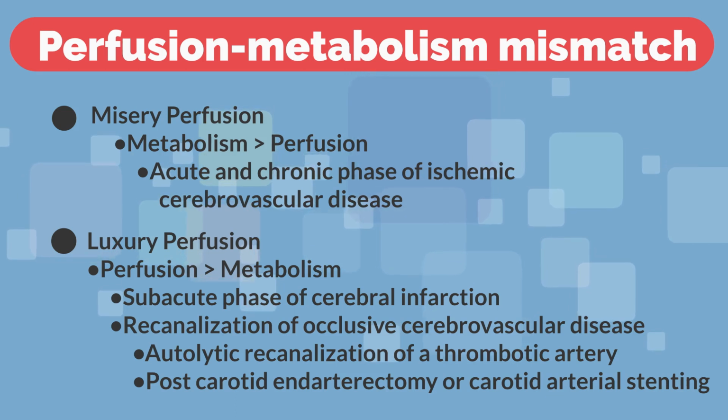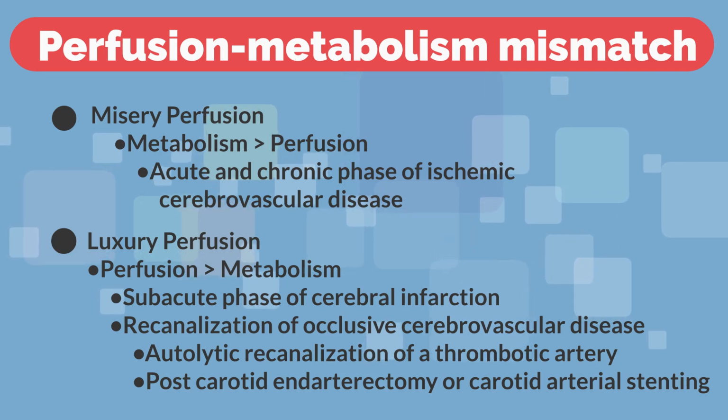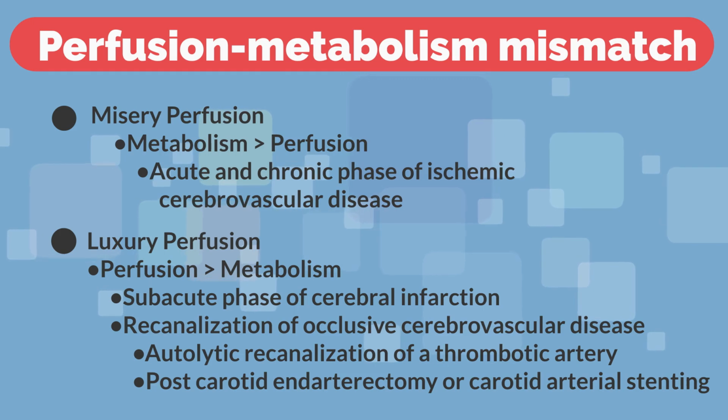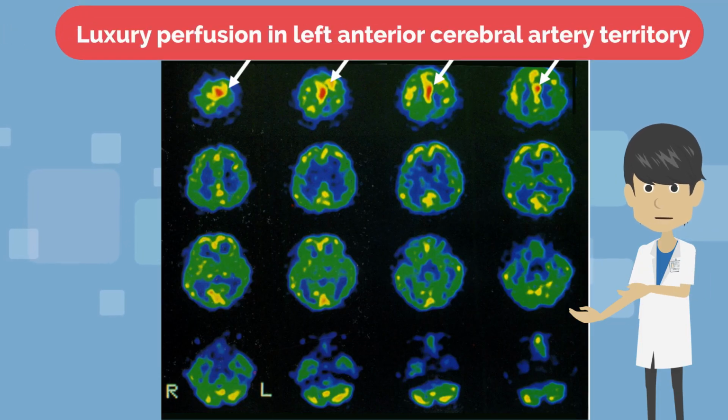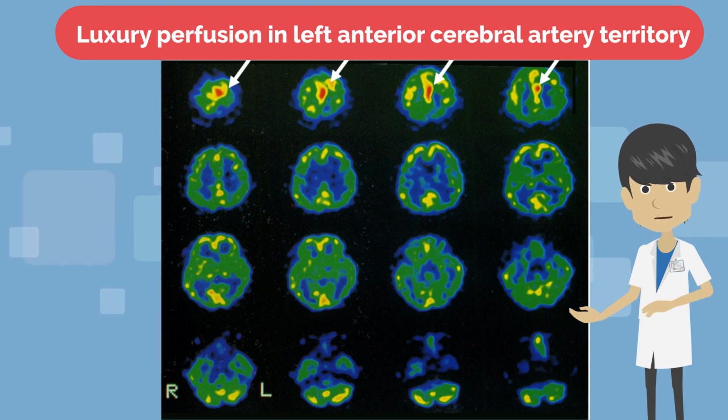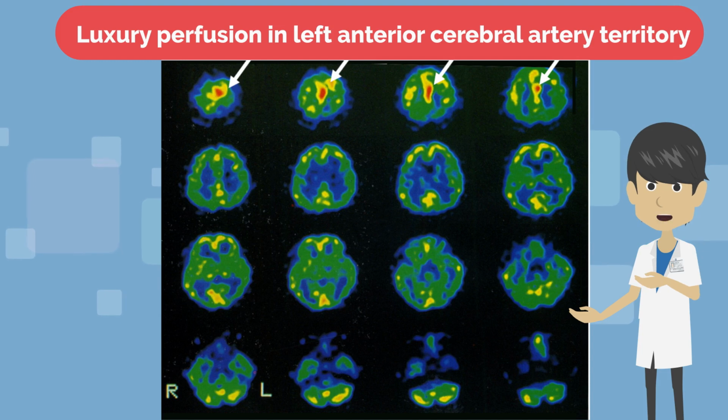Luxury perfusion is a condition in which brain perfusion is excessive compared to metabolism. It is seen in the subacute stage of cerebral infarction, recanalization due to autolysis of thrombosed arteries, and after carotid endarterectomy or carotid artery stenting. Left anterior cerebral artery territory cerebral infarction, subacute stage. There is a marked perfusion increase in this artery territory, which is thought to be luxury perfusion.